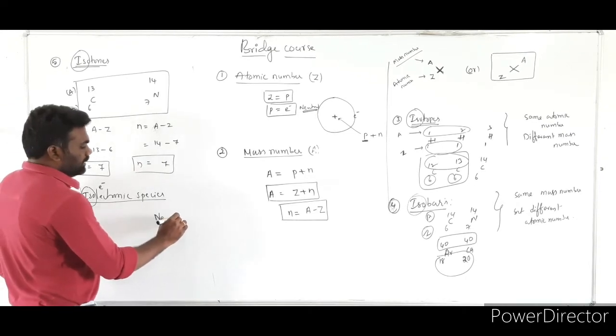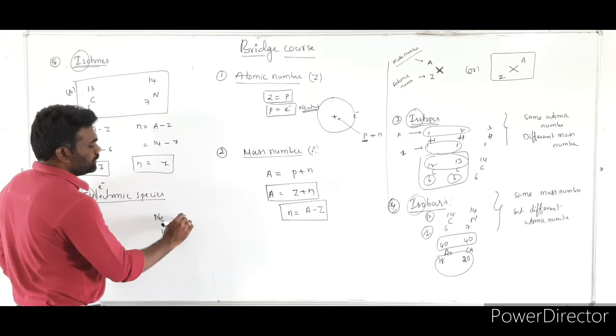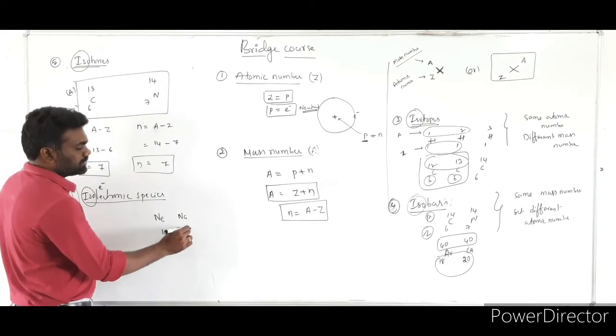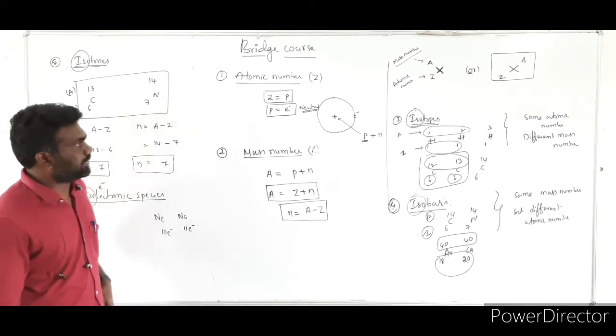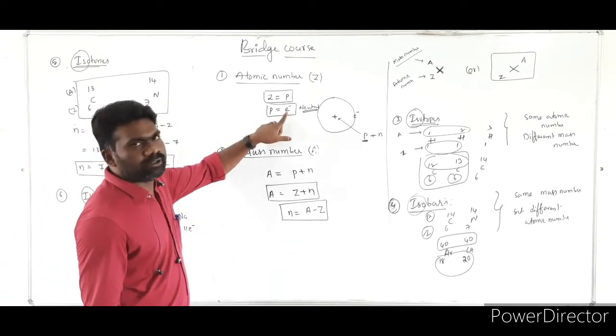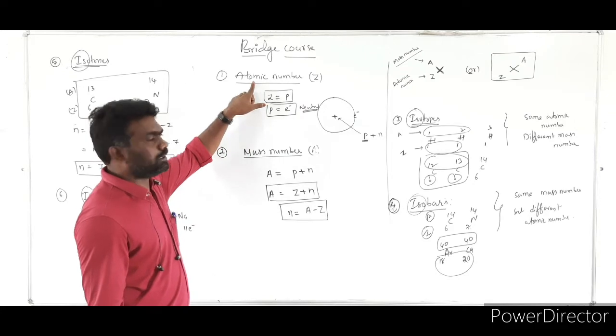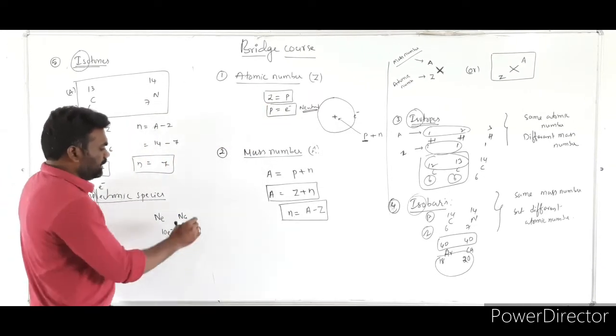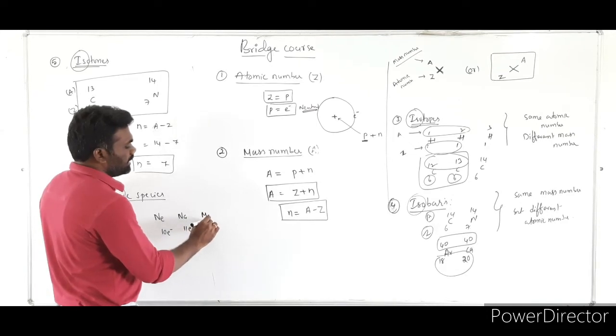I am taking the element sodium. The sodium atomic number is 11, and the number of electrons is also 11. If you take a neutral atom, I already mentioned proton number is equal to electron number. So the number of protons is 11, and electrons also 11. Then I am taking magnesium, Mg.